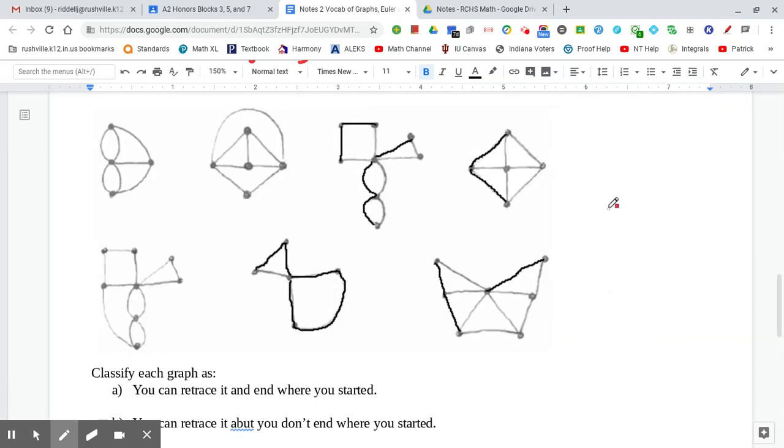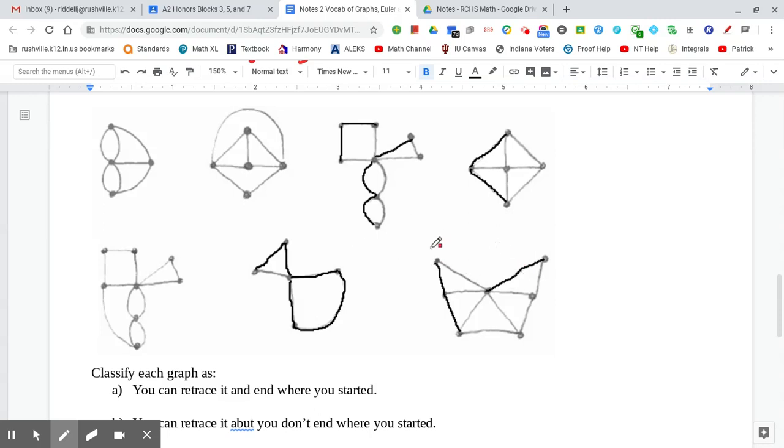For the last part of today's lesson, we're going to learn about circuits and paths, and specifically what are called Euler circuits and paths, as well as Hamiltonian, or sometimes just called Hamilton, circuits and paths. Before we get into that, I have 7 different graphs here, and I want you to try to figure out, is it possible?